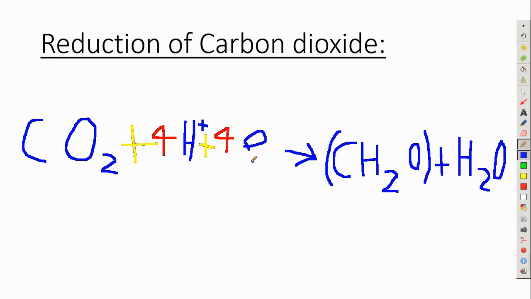4 electrons. So here we are. We're happy now because the equation is balanced. CO2 plus 4 H pluses plus 4 electrons is going to give 1 CH2O plus H2O. So here we are. This is the reduction of carbon dioxide.